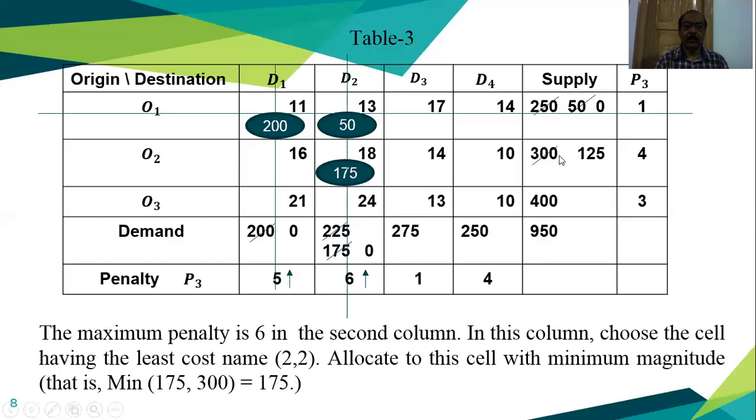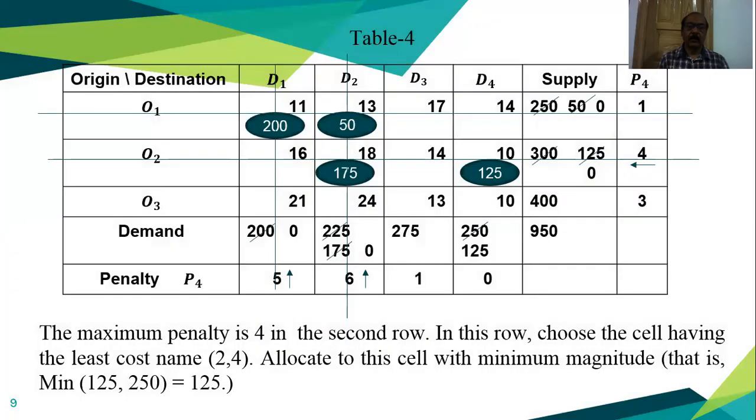Again, we have to find the penalty considering the rest of the table. And again, we have to choose the cell to be allocated by considering the maximum penalty. Now see, this is the fourth table, penalty 4 we are calculating.